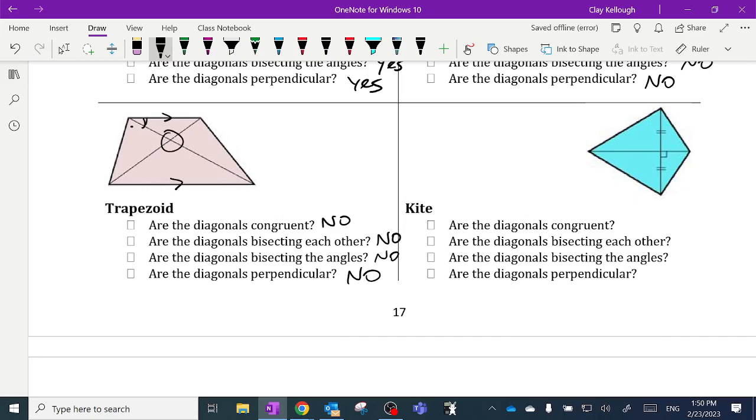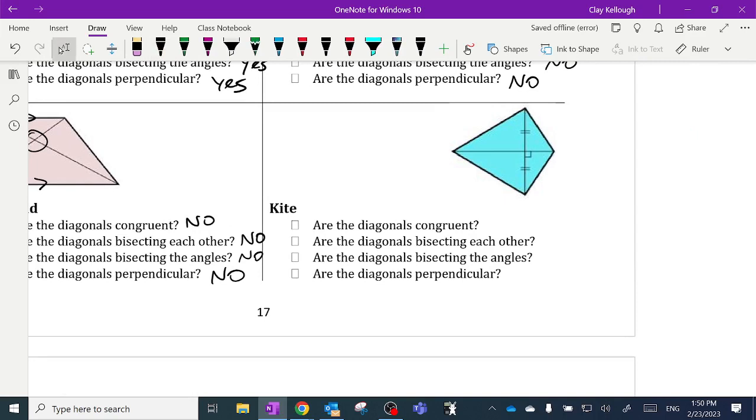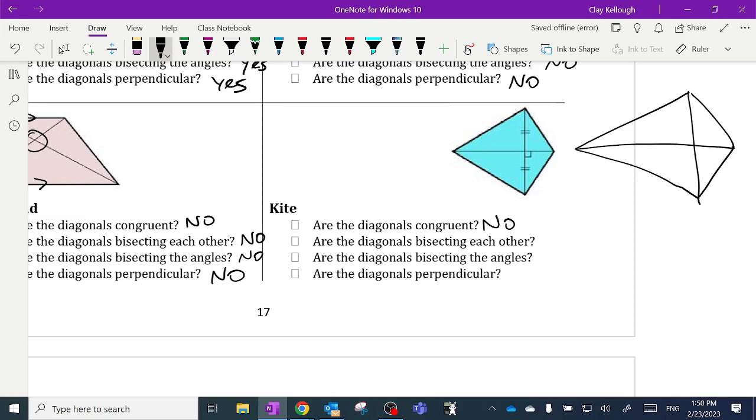And finally for the kite. Are the diagonals congruent? I'm going to say no, because again, imagine I made this kite really, really long and skinny compared to the one that's there. Clearly this line's way longer than that line. So no, they don't have to be the same.